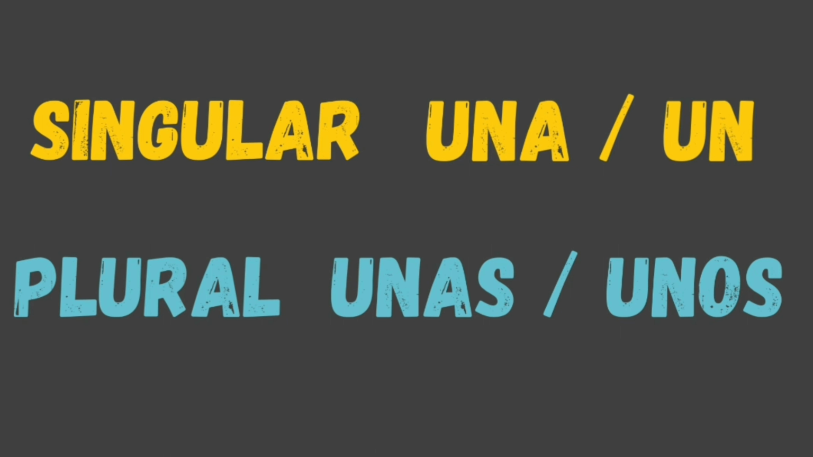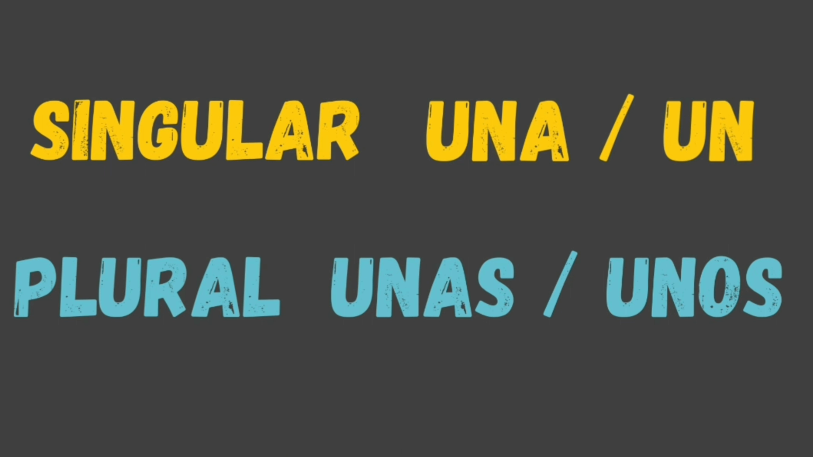If we're talking about a female student, then we're going to say una estudiante because we're talking about a female. So for female, we're going to use una. For male, we're going to use un, okay? Now in the plural form, una is going to change to unas, okay?